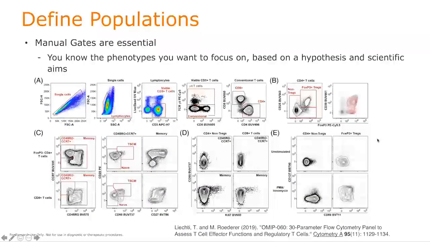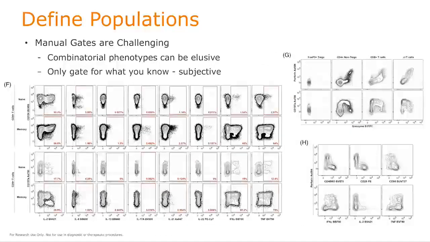So, of course, you want to define your populations manually. I think everybody has an idea of where they want to go with the panel when they're doing high parameter cytometry, and you have a hypothesis and specific scientific aims. So certainly gate down to what you know, define your different memory subsets, find your Tregs, your gamma deltas, and all the other subsets that you're interested in. But the challenge for gating comes downstream of those major lineage markers, where you have a bunch of effector functions, exhaustion markers, things that are changing as part of the immune response. And you have so many of these that it's really hard to get any type of combinatorial phenotype.